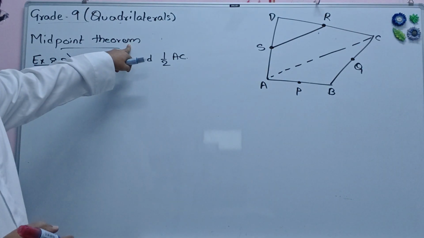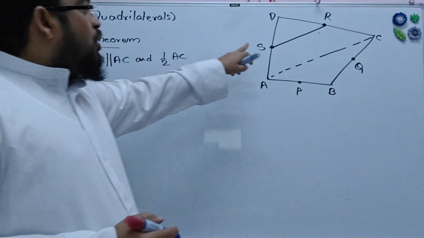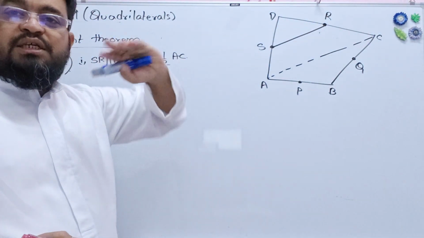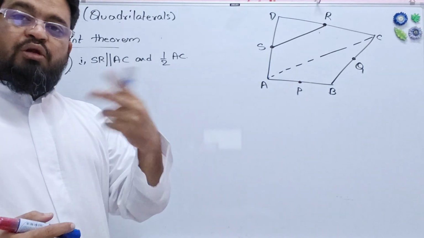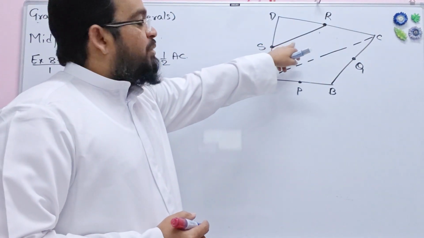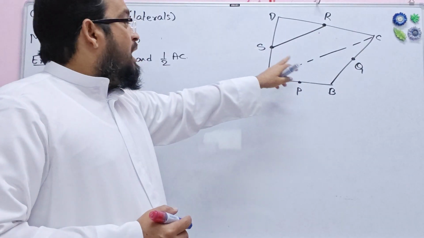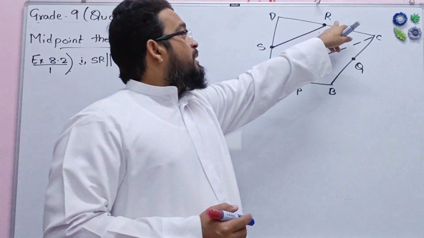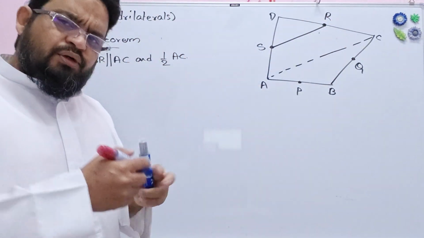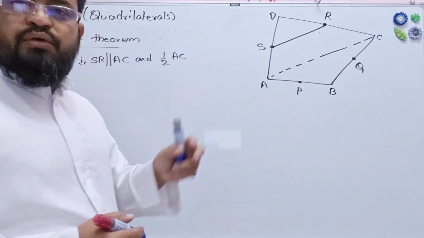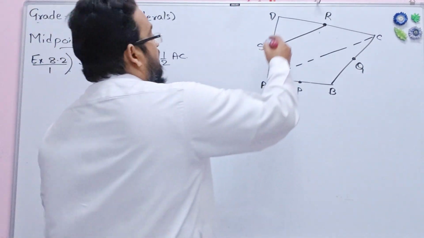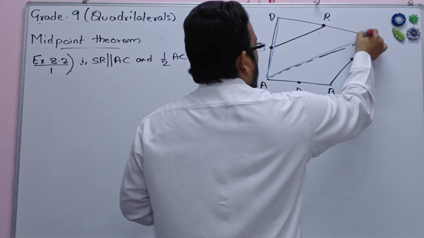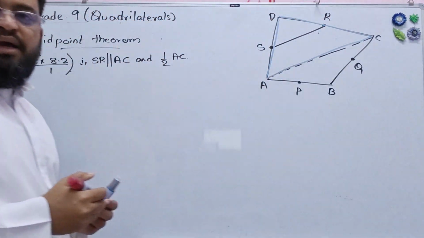What does the midpoint theorem state? The line joining the midpoints of any two sides of a triangle is parallel to the third side. And the converse of it is, if a line is parallel to any one side of a triangle and passes through the midpoint of one side, it bisects the third side. So do you see any triangle over there? Yes, we see, sir. It is a triangle, right?